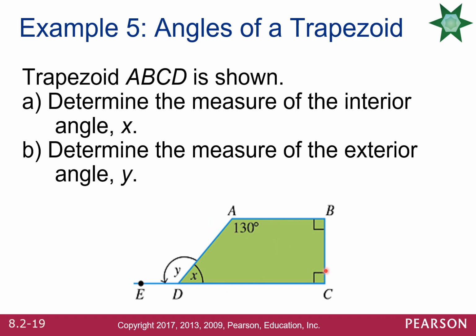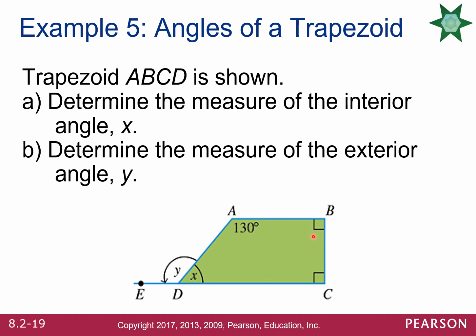This figure is a trapezoid, and the fact that it's a trapezoid tells us the two lines here, AB and DC, are parallel, because only two opposite sides are parallel in a trapezoid. Now let's look at the angle measures given to us. We are told angle A is 130 degrees.